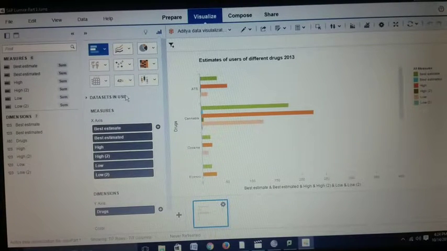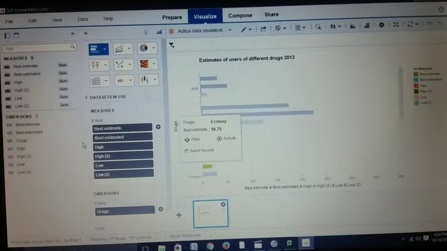Now, the first chart shows the estimate of users of different drugs in 2013. As is clearly visible, the amount of cannabis used in 2013 was the highest at 227.27, and the best estimate was 177.63, whereas STC was the lowest drug used in 2013 with the highest of 28.24 and best estimate was 18.75.